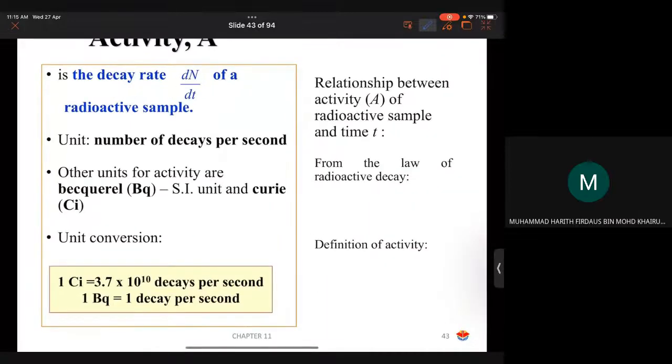Okay, aktiviti ni dia ada 2 unit, Becquerel dengan Ci, Curie. Okay, 1 Curie adalah 3.7 times 10 power of 10 decay per second. Kalau dia nak unit dalam Curie, saya rasa dia akan bagilah dalam exam yang ni. So you tak perlu hafal, dia akan bagi ni. So to make sure you tahu kalau soalan you sebenarnya you punya jawapan adalah dalam unit ni. Okay. Terus jelas saya beritahu.